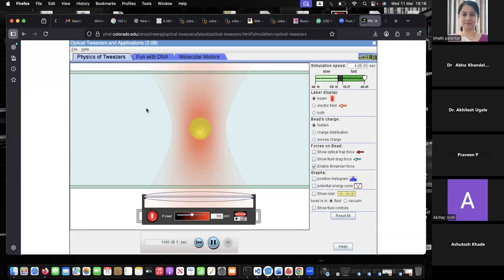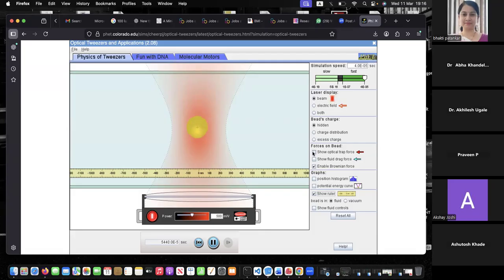So this is from the University of Colorado at Boulder. You see that there is a strongly focused laser beam, and then there is a bead. The reason why it's jiggling around is because it's in water. Let me bring up the ruler also. You can see that the displacement of the bead is really in terms of a few nanometers, and the bead itself is about 100 nanometers in radius.